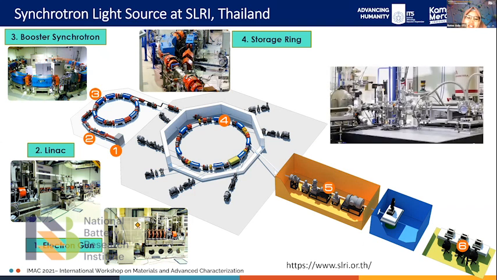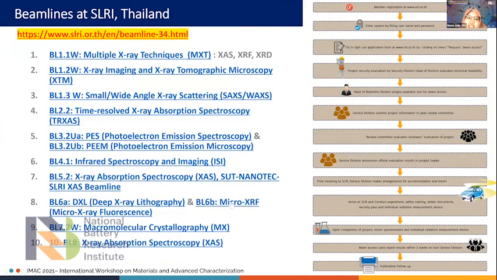And here there are 8 beamlines at SLRI. In this study, we are using beamline 1.1 for XAS spectroscopy, and also beamline 3.2A, which is for XPS and PES spectroscopy. And at SLRI, there are 10 beamlines. You may already know this. If you want to know more detail, you can go to the SLRI web page.